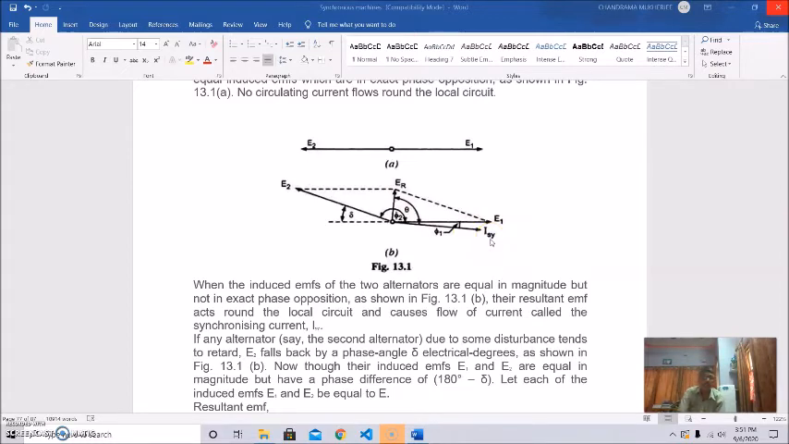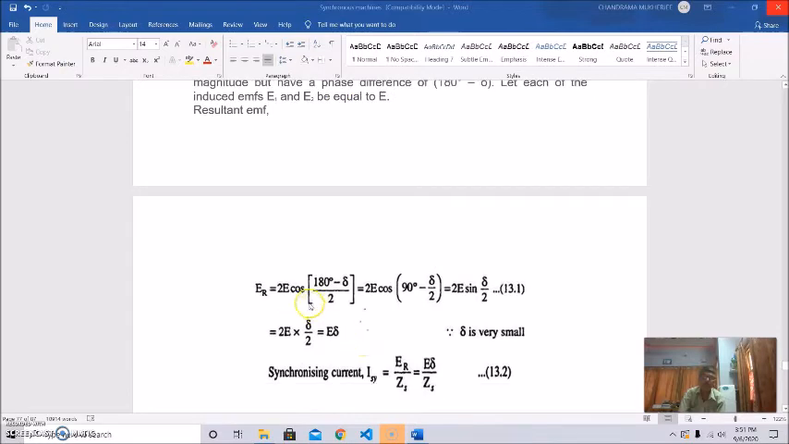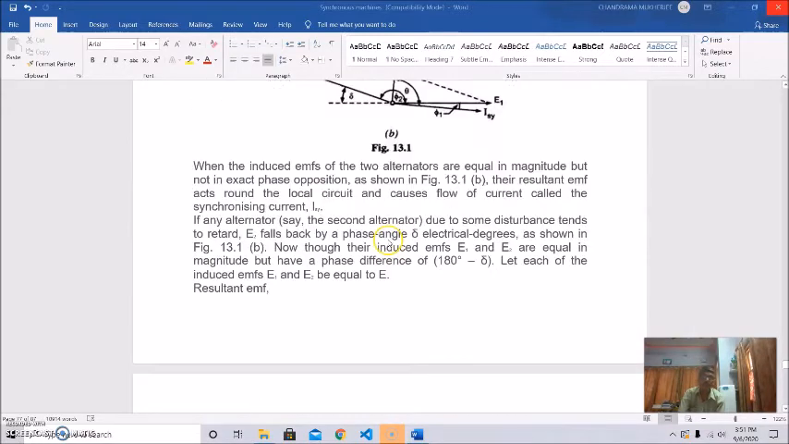As a result, if any alternator, say the second alternator, due to some disturbance tends to retard, then E2 falls back by a phase angle delta electrical degrees, as shown here. Though the induced EMFs E1 and E2 are equal in magnitude, they now have a phase difference of 180 degrees minus delta. Let each of the induced EMFs E1 and E2 be equal to E. Then the resultant EMF is equal to 2E cos((180 degrees minus delta)/2), as can be shown from this figure.